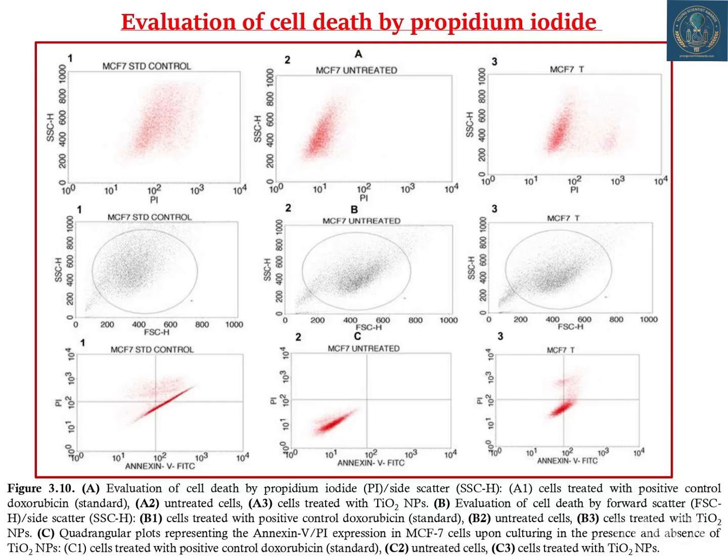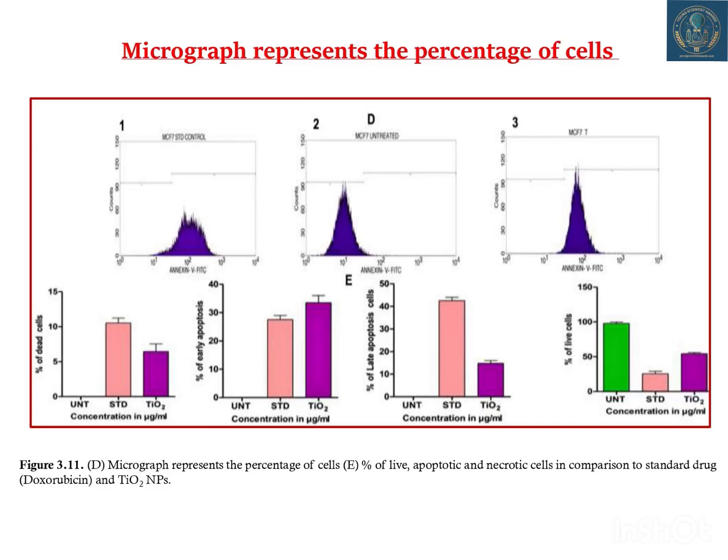This slide represents the evaluation of cell death by propidium iodide. In figure 10a, we compare the cells using the standard, untreated cells and TiO2 nanoparticle. Compared to the standards, TiO2 also shows promising results against the MCF cell lines. And this slide represents the micrographic representation of the percentage of cells, and here also TiO2 gives promising results compared to the standard drug.